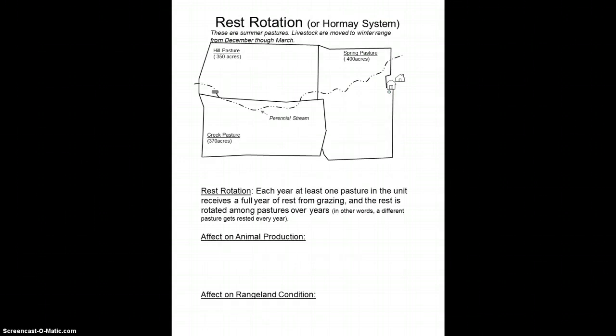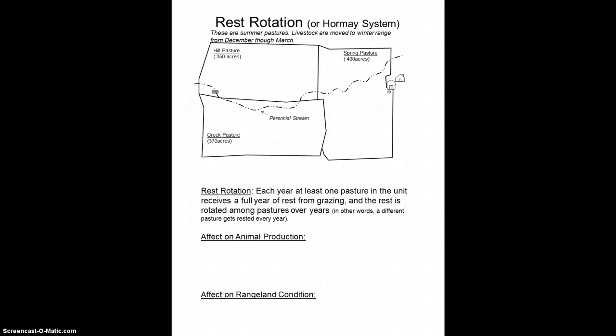To go a step further and make sure that the plants not only get deferred in the spring through the period when they're sensitive to grazing, which would be a deferment, but to make sure that they have a chance to go to seed and that that seed gets a chance to mature and fall to the ground, is the principle on which rest rotation systems were designed, or the Hormay system.